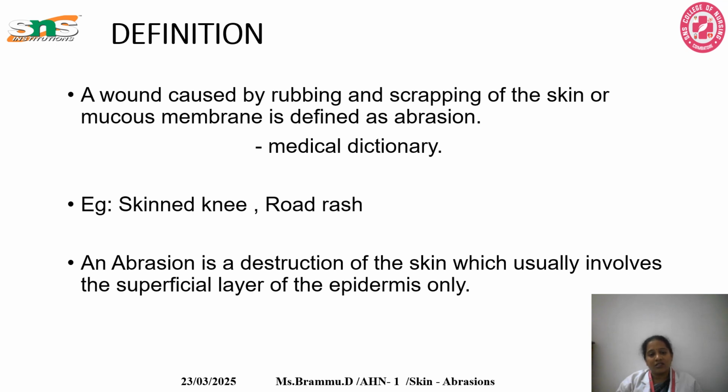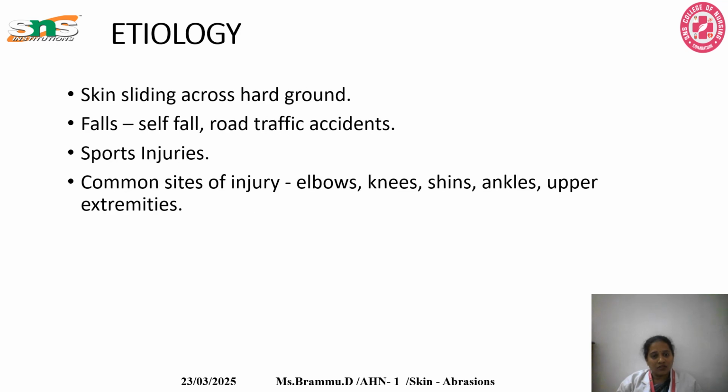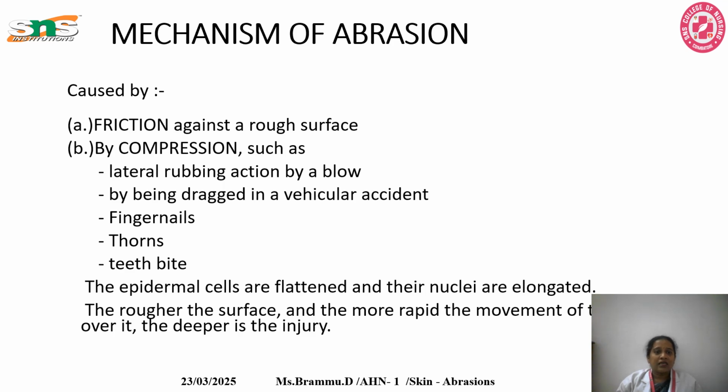On the other definition, from Lewis, an abrasion is the destruction of the skin, which usually involves the superficial layer of the epidermis only. Starting with the etiology of abrasion, as I told you in the introduction itself, it is mainly due to skin sliding forcefully across hard ground. This is mainly due to self-falls, road traffic accidents, or contact sports injuries. The common sites of injury here are the elbow, knee, shin, ankles, and upper extremity. Coming to the details of the mechanism of abrasion.